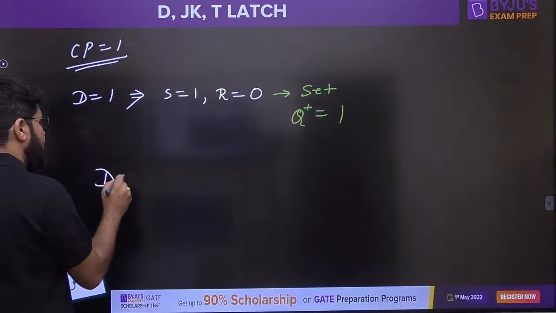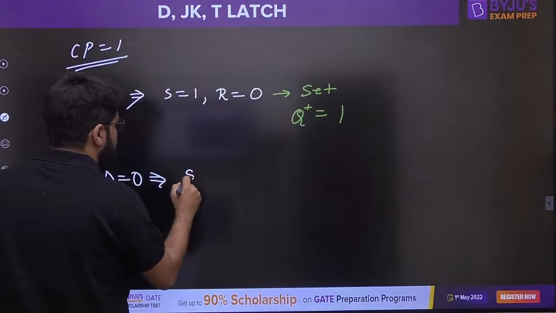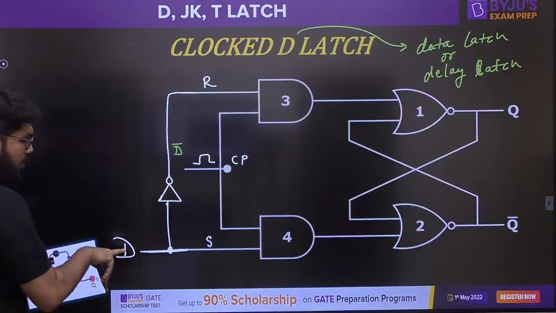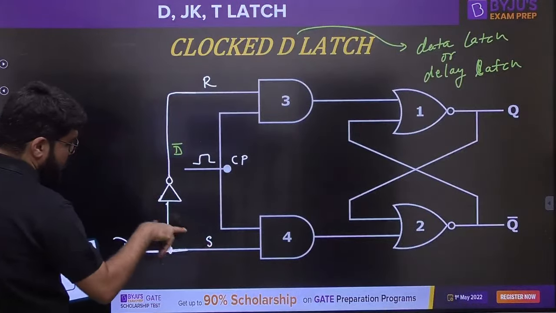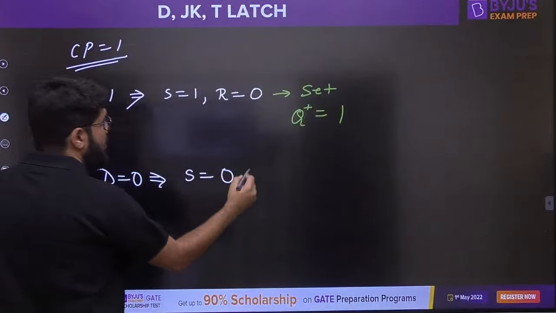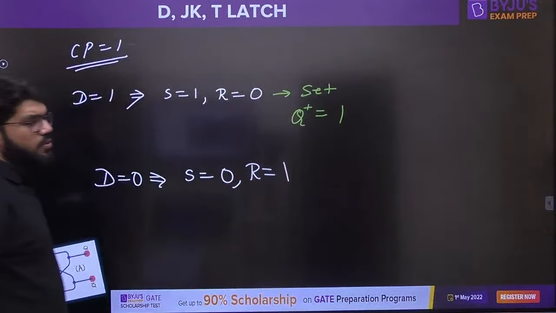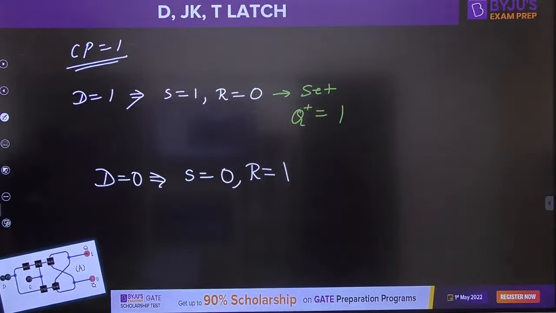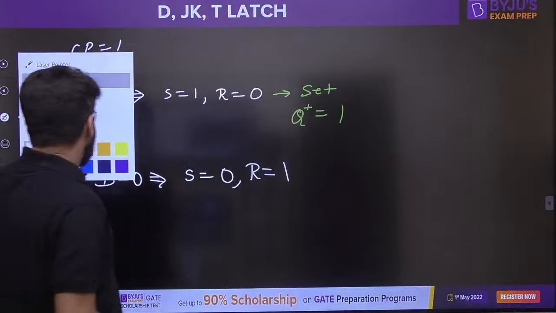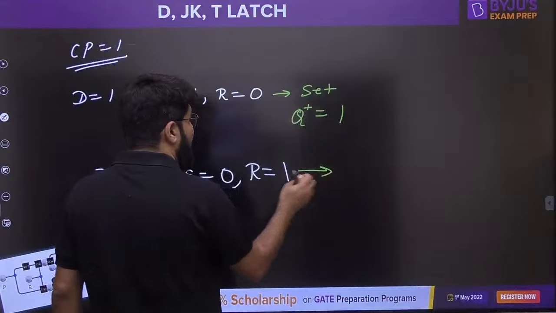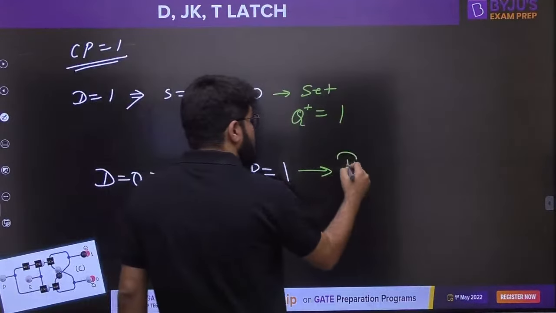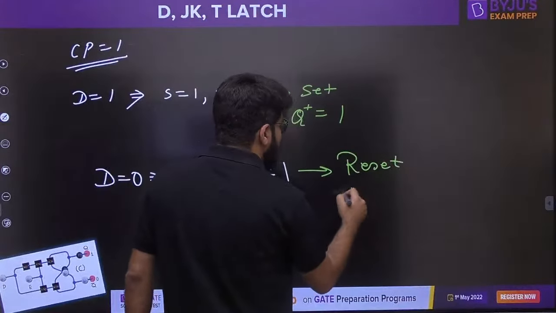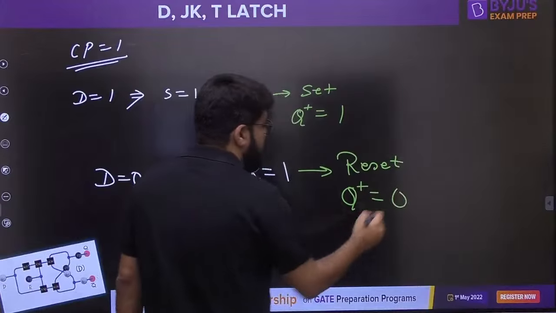But if you take D equal to 0, it goes directly to S, that is equal to 0, and the complement becomes 1, so R is equal to 1. So D equal to 0 means S is equal to 0, R equal to 1. R equal to 1 corresponds to the reset combination, and hence the device will now be reset.